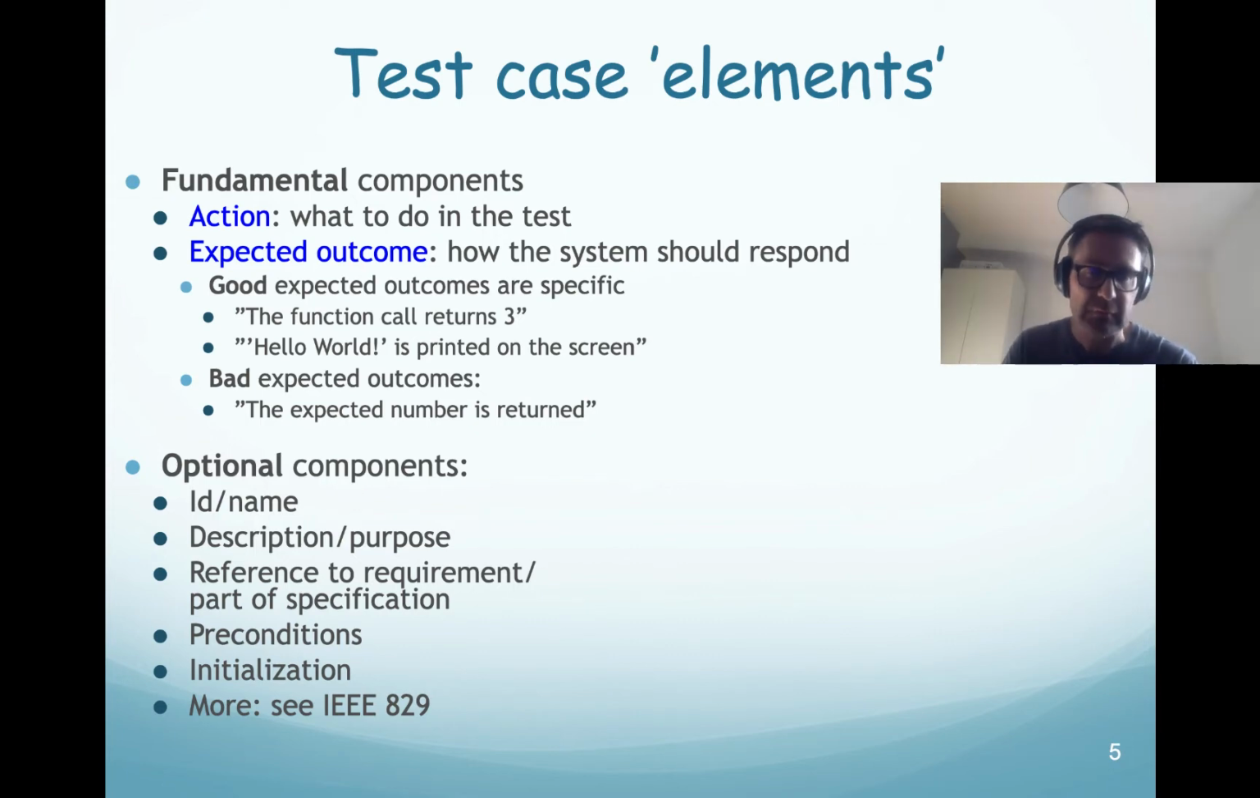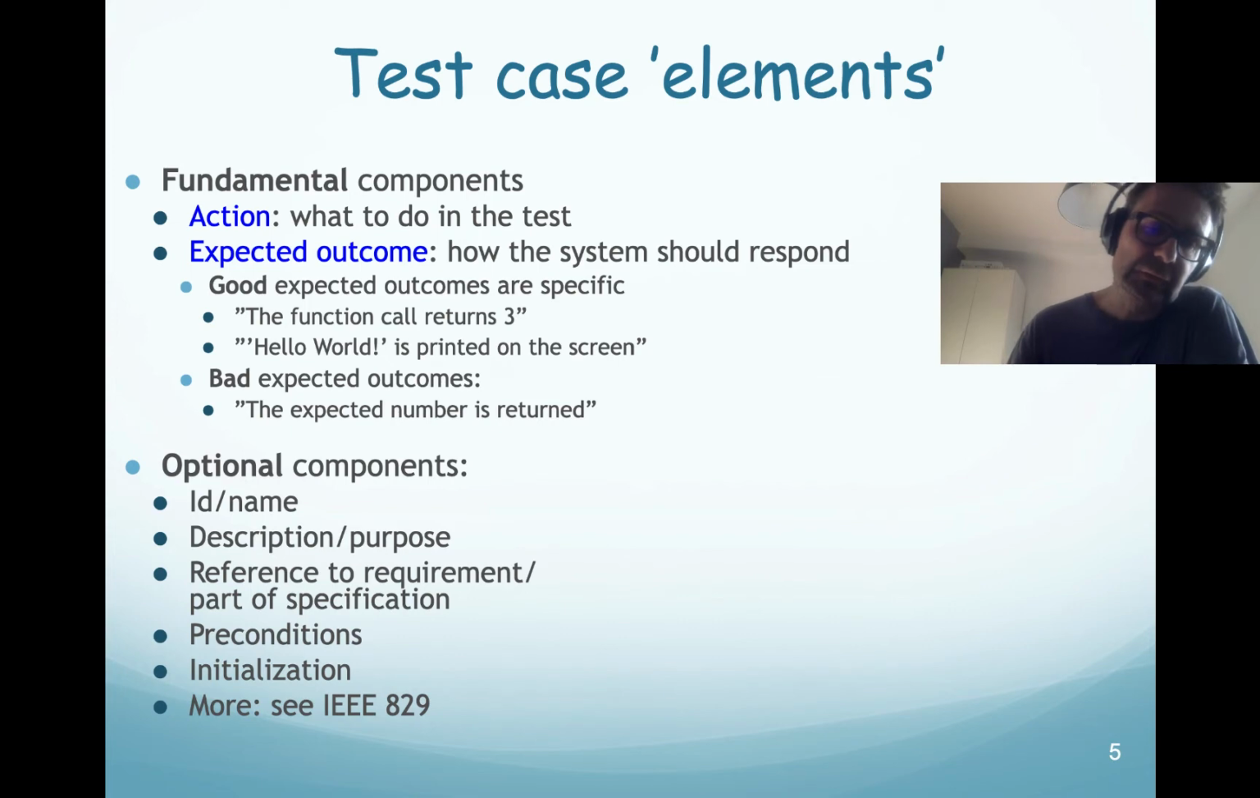Optional components, but this is something you see. There are standards for this that are used in industry. So you have identification, a purpose, as I discussed before, a reference to requirements. This is very common in industry. So each test case is linked to requirements in the requirements document so that you can trace that for every requirement there is a test case, and for every test case there is some requirement that leads to it. Otherwise, why did you write the test case, right?